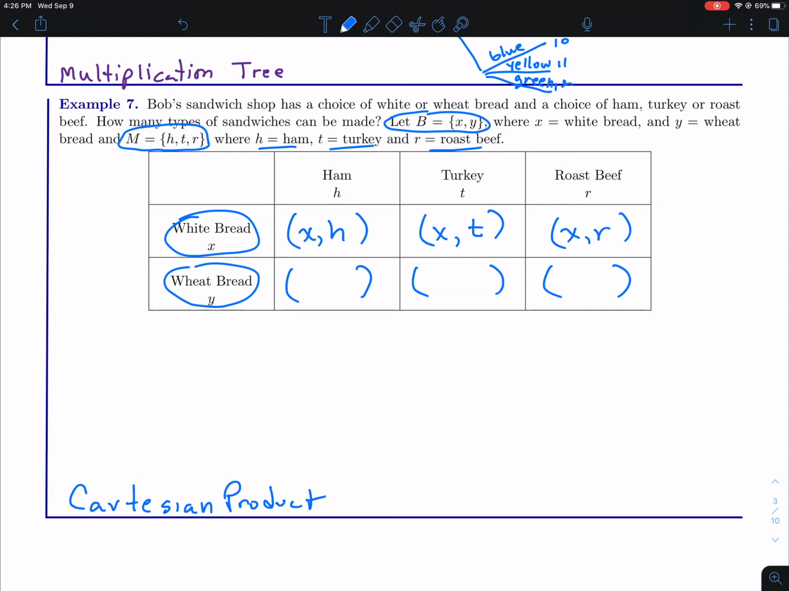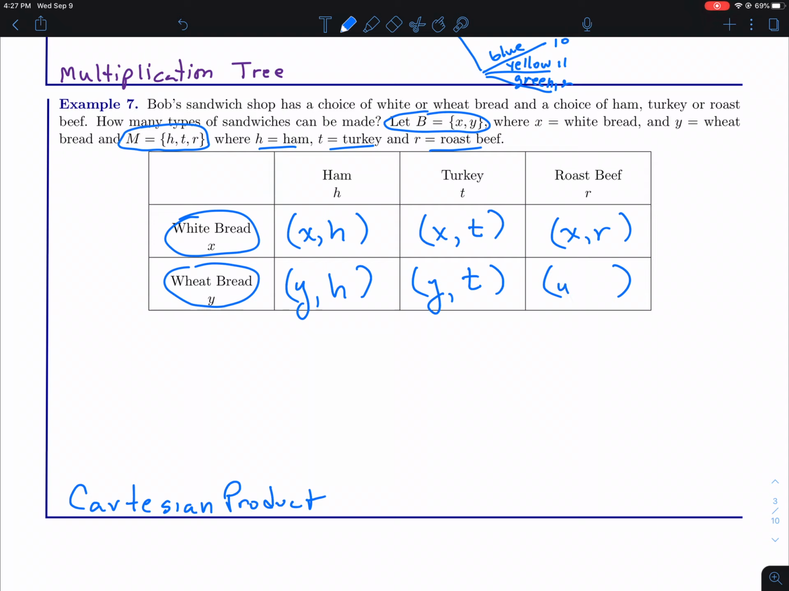So we've gone through all the different white breads. So now let's start back over with wheat. So wheat's going to be Y. And so again, since it's in the ham column, we're going to get Y comma H. So again, this means we have a ham sandwich on wheat bread. And then for the next one, we're still using wheat bread, but we're in the turkey column, so we're going to get Y comma T. So this represents a turkey sandwich on wheat.